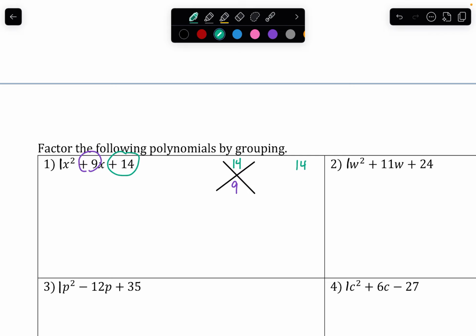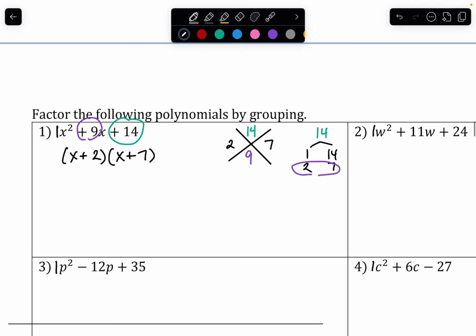And so if I were to make a list of every number that multiplies to 14, 1 and 14, 2 and 7, 3 doesn't work, 4 doesn't work, 5 doesn't work, 6 doesn't work, and then we're back to 7. And so the pair that actually adds to 9 is 2 and 7. And so my magic numbers are 2 and 7. And so this factors to x plus 2, x plus 7. And you can multiply this back out using the box to see that it does multiply to x squared plus 9x plus 14.